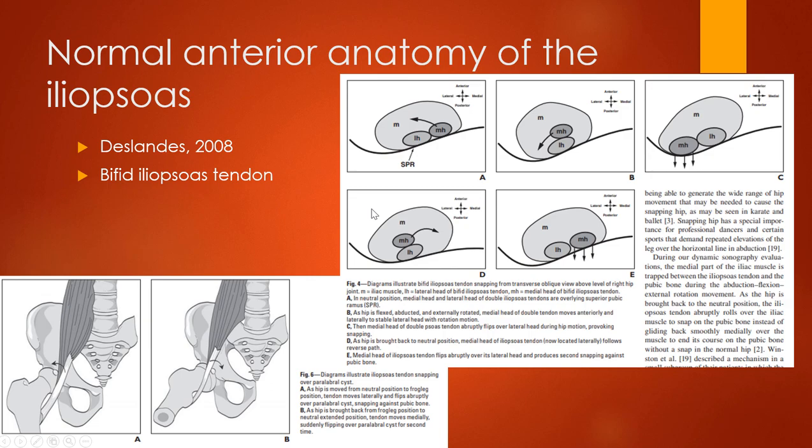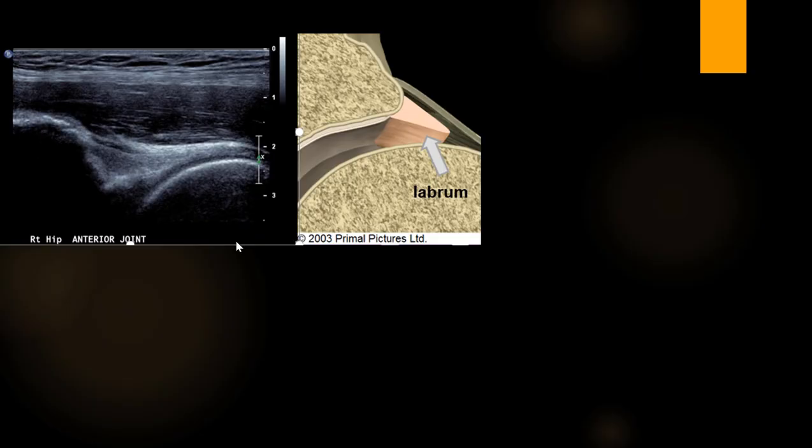And often there's a bifid iliopsoas tendon. So you can have these two heads and they can sort of flick over one another like this, snapping down onto the bone. So there's a nice little paper written by Deslandes 2008 that I can give you the reference for. When we look at the anterior joint in these patients, we expect to see something like this.